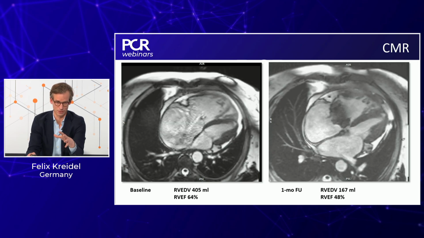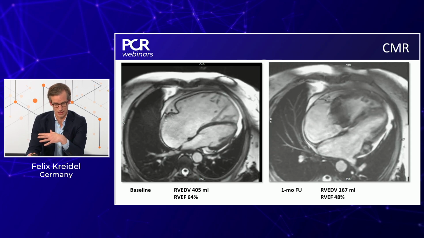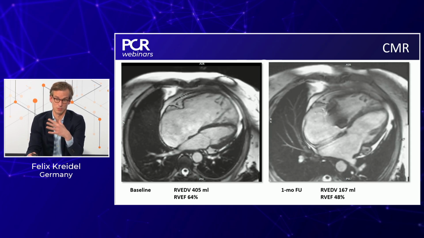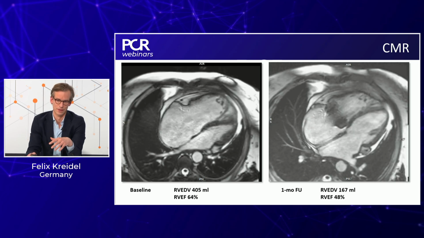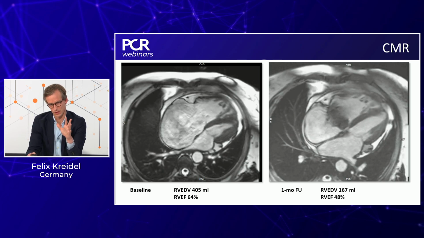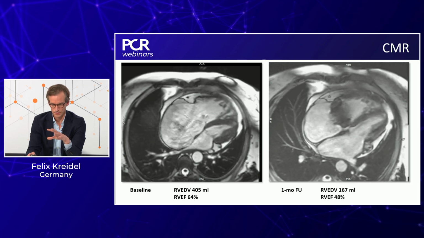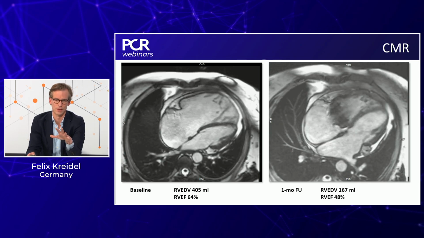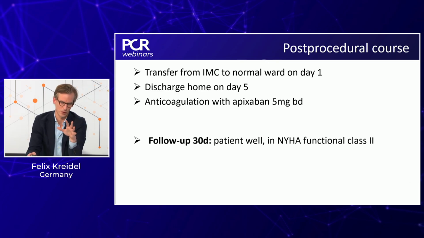I think this is really beautiful images. From 400 down to 170 milliliters, RV became almost as big as the left ventricle. And RVEF, that I would interpret was hypercontractile at baseline, is then pretty much in the normal range. So finishing off, peri-procedural course was very uneventful. Patient was discharged home on day 5, and the only new medication we put her on was lifelong anticoagulation with apixaban. And after 30 days clinical follow-up, the patient was well and significantly better, improved in her daily activities.